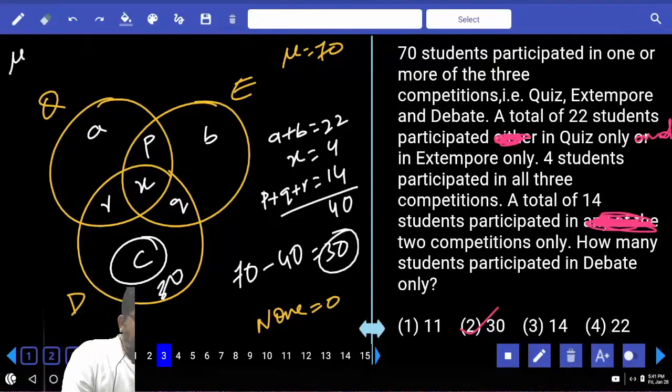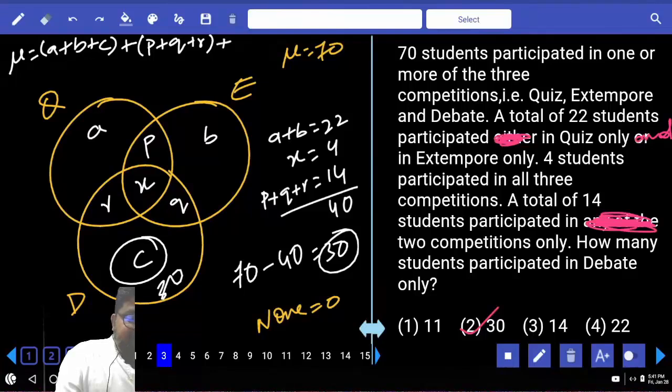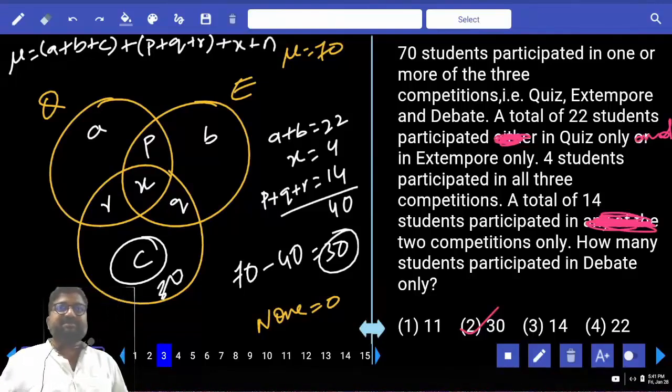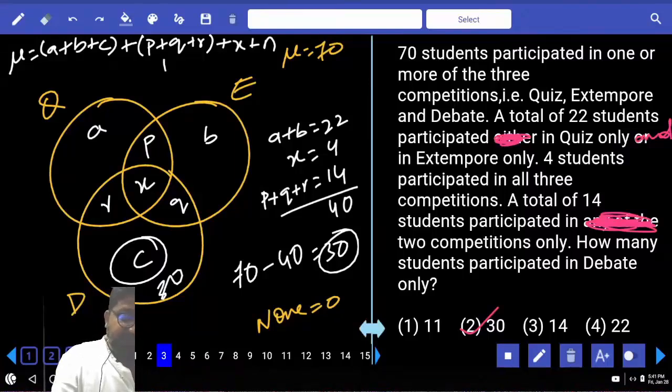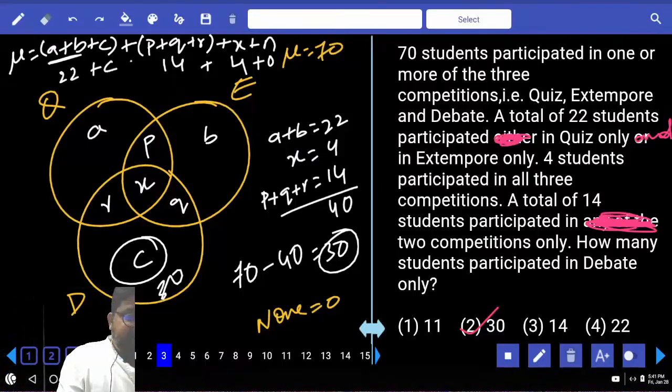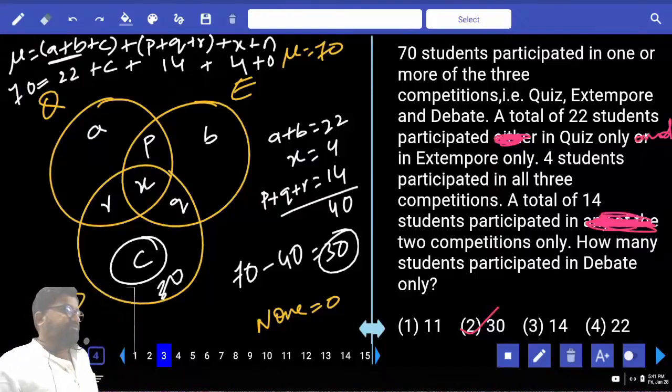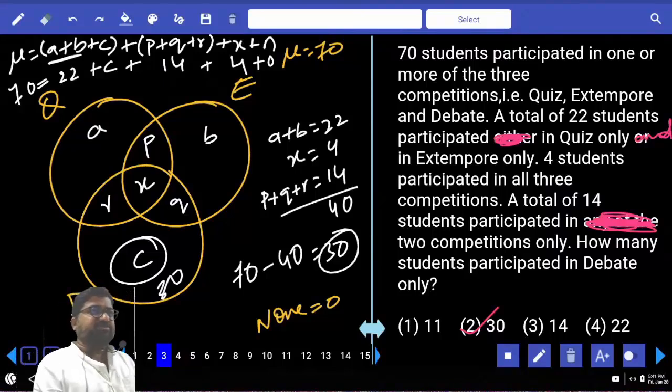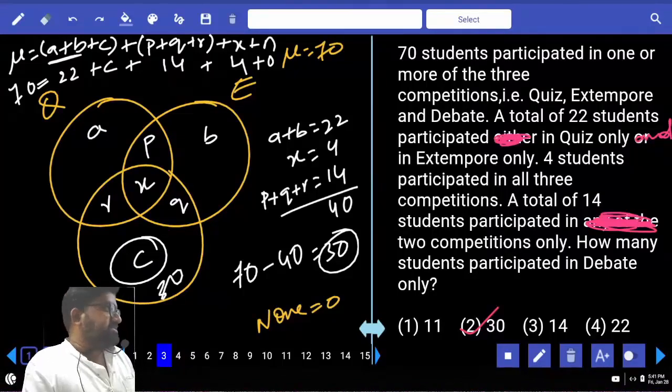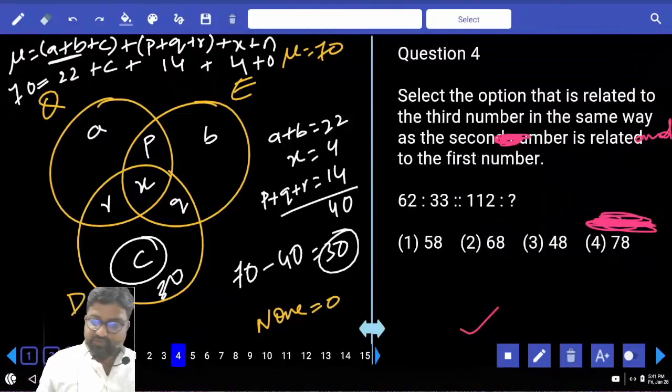Because the formula for mu is A plus B plus C plus P plus Q plus R plus X plus N. I know what P plus Q plus R is, 14. I know what X is, 4. None is 0. Avuna kada? In this, if I do A plus B, what do I get? 22 plus C plus this. What is mu? 70. So C will automatically be equal to 40. In the examination center exam, you don't need to write all this. Just do the calculations fast and mark our answer. Clear? 4th question.